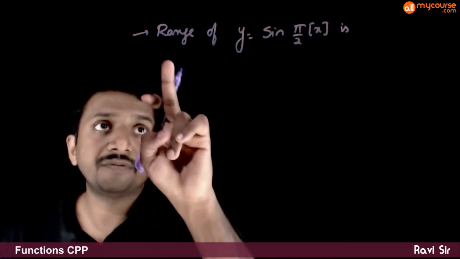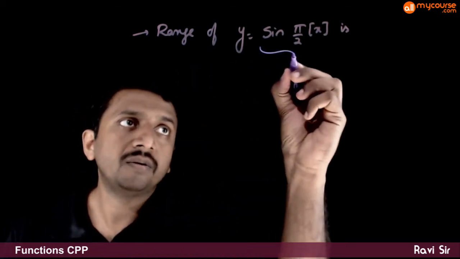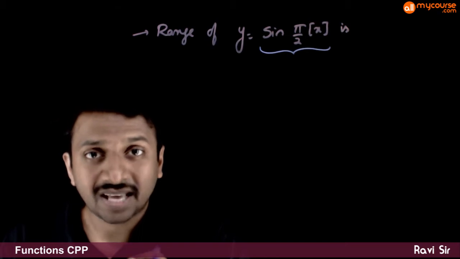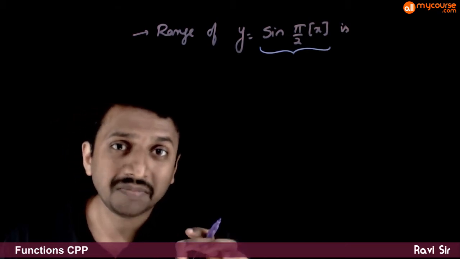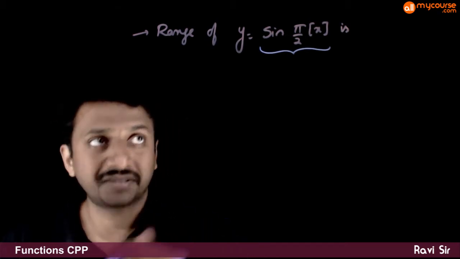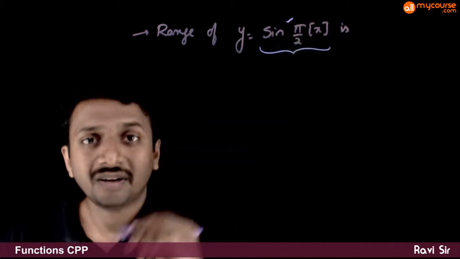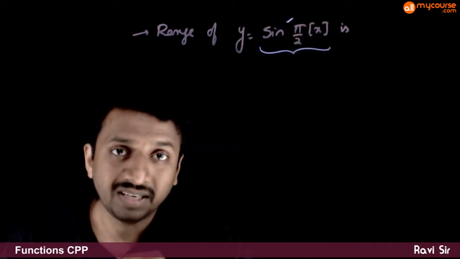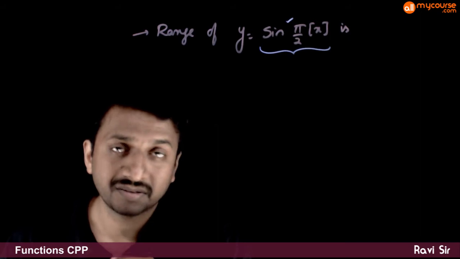In this question, you're asked to find the range of y is equal to sine of pi by 2 times the integer part of x. Sine of pi by 2 times the integer part of x.